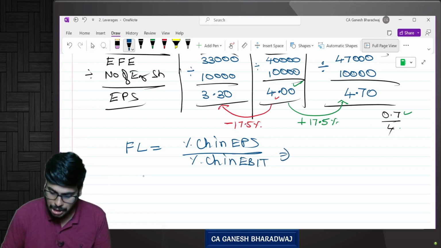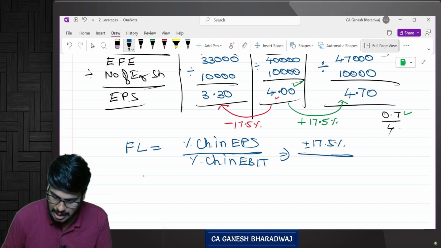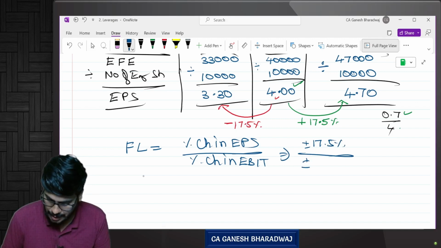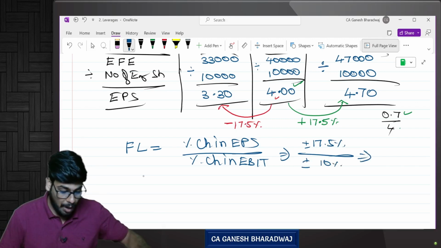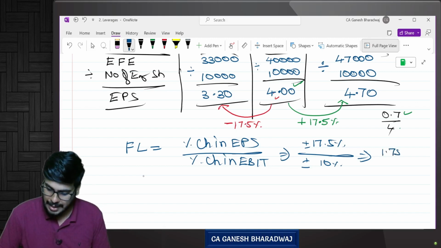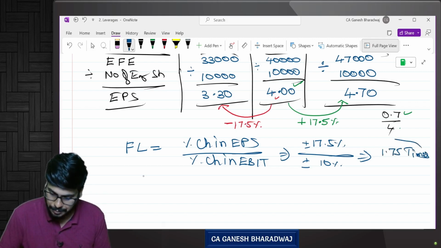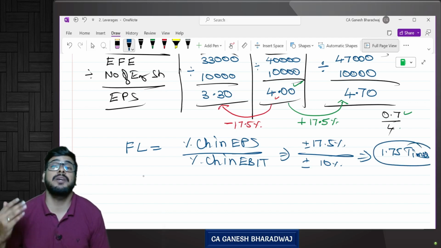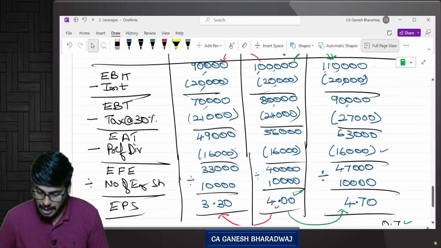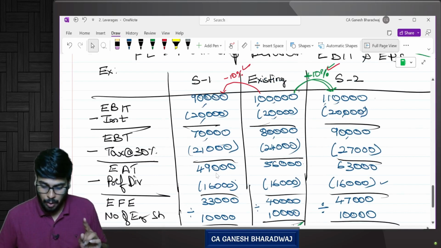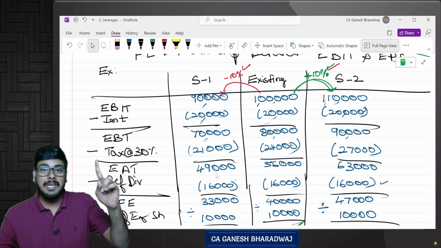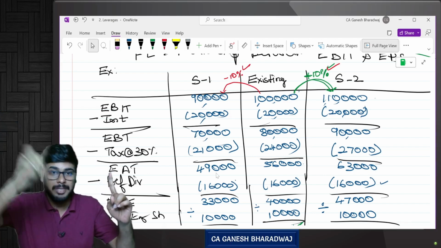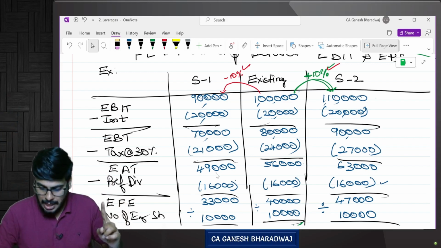Are you clear with this? So the percentage change in EPS could be plus or minus 17.5 percent, divided by plus or minus 10 percent. So it's going to be 1.75 times. This is my financial leverage, or in other words, the magnifying effect. If my EBIT increases by 1 percent, my EPS will increase by 1.75 times that 1 percent, or in other words, 1.75 percent.